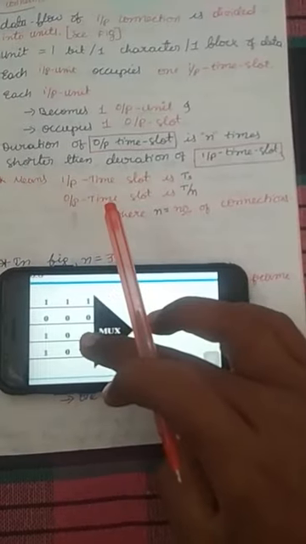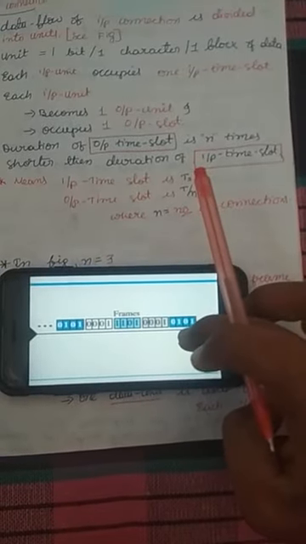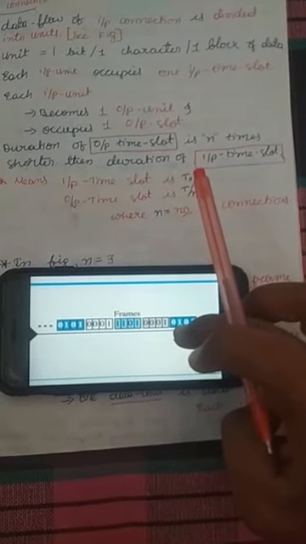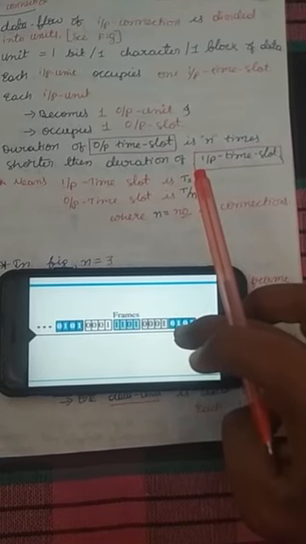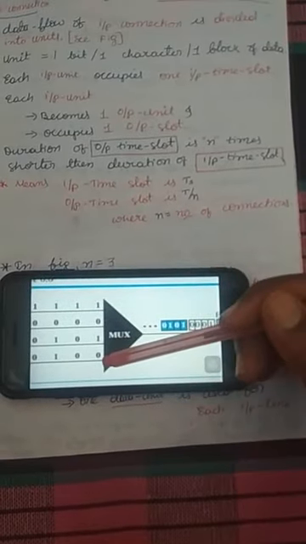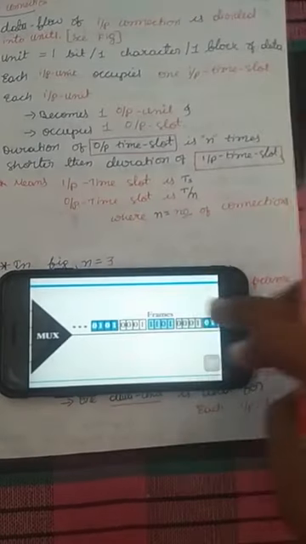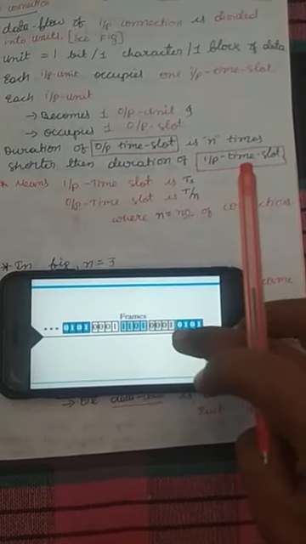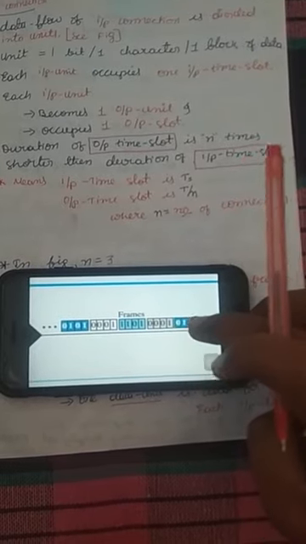In the third line there is 1 unit, so in the first frame the third slot will be occupied by 1 unit. Next, the fourth line has 0 unit, so 0 will occupy the last slot of the frame.